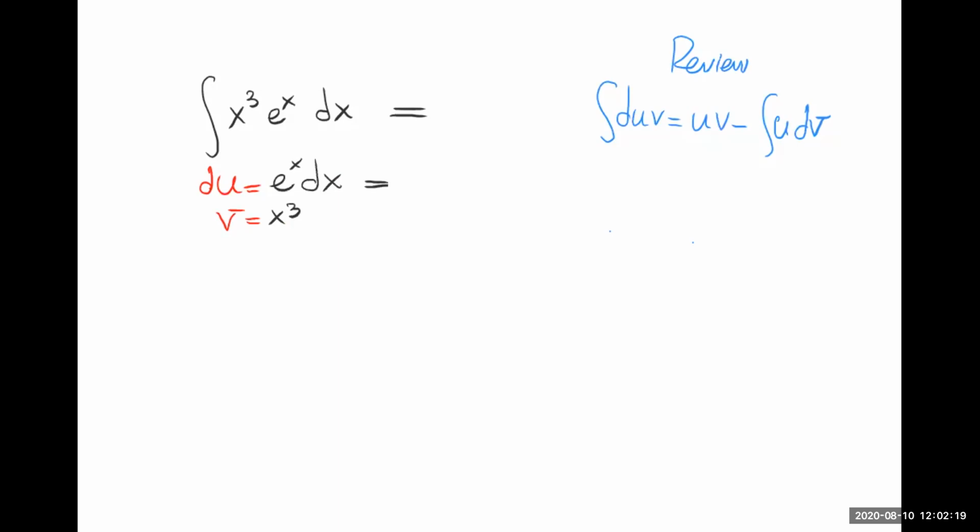Okay, if du is e to the x dx, what is u? Well, u is just e to the x, because if I take the derivative of this thing, I can see the derivative of e to the x with respect to x is itself, so du would be e to the x dx, right? So by integration by parts, this thing is equal to e to the x times x cubed minus the integral of u dv. Now I should take the derivative of x cubed, which is 3x squared dx.